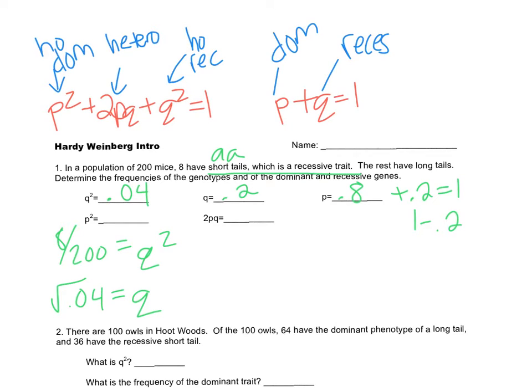To find p squared, I would do 0.8 squared, which would be 0.64. And then to solve for 2pq, I would multiply 2 times p times q, which will give me 0.32.